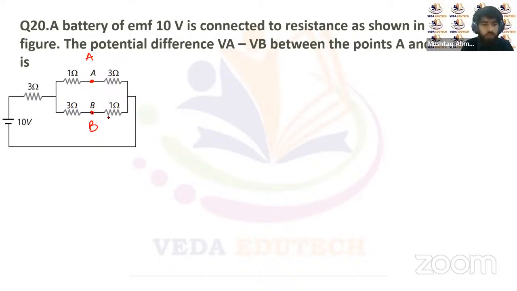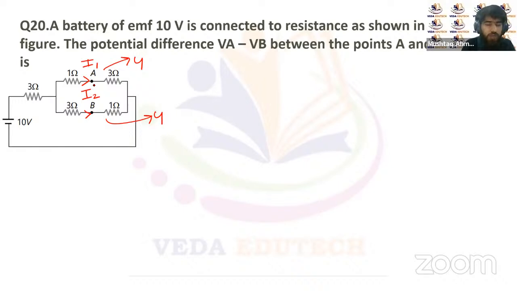Now, how will you calculate the potential difference? Let's try to find the current through the two branches of the circuit. The equivalent resistance of this circuit: these two resistors will be in series, that will be 3 plus 1, that's 4, and this will be 3 plus 1, that will be 4. So these two will have a resistance equal to 4 ohm, right?